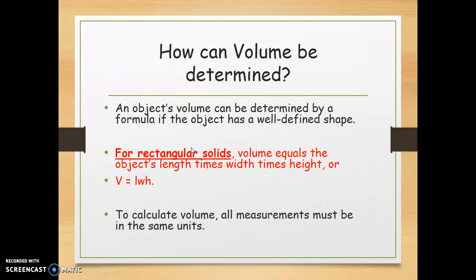So how can volume be determined? How do we measure volume? An object's volume can be determined by formula, a very easy one you probably learned in math. For a rectangular solid, any type of solid that has sides, volume equals the object's length times the width times the height. This is the formula down here: volume equals LWH, which stands for length times width times height.